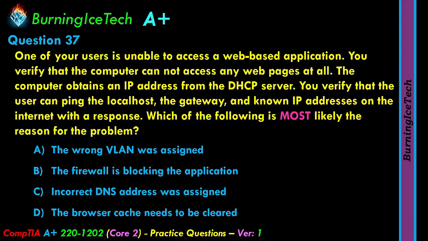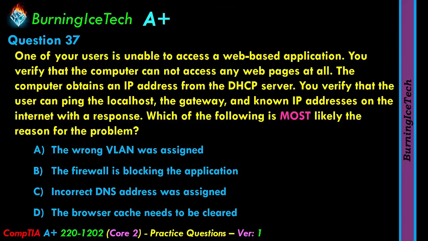Now, VLAN, in case you guys don't know, is short for virtual LAN. If this user was on the wrong virtual LAN, they would most certainly not be able to ping these things they're talking about. The only problem they've got here is they're not able to access a web-based application. But if you go look at IP address wise, they can still go and ping things that are on the same network. So yeah, they're definitely not on the wrong VLAN, or should I say wrong network.